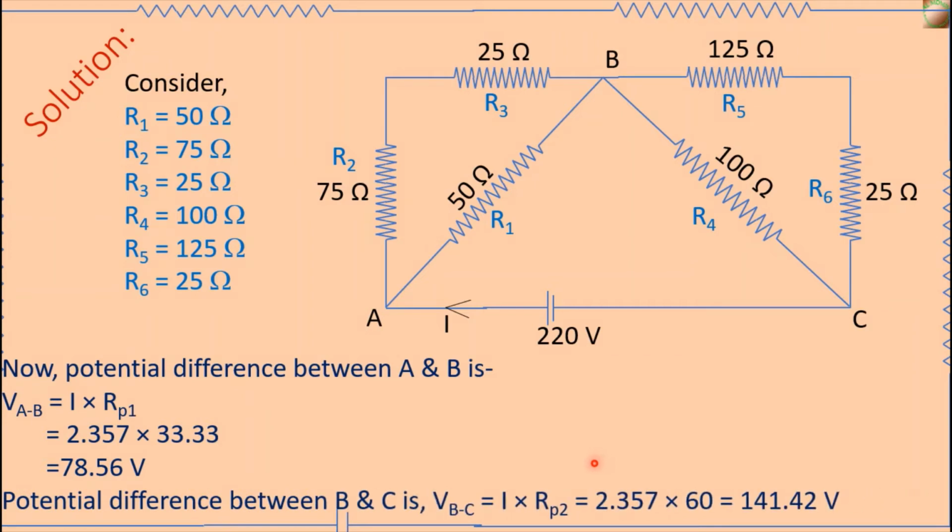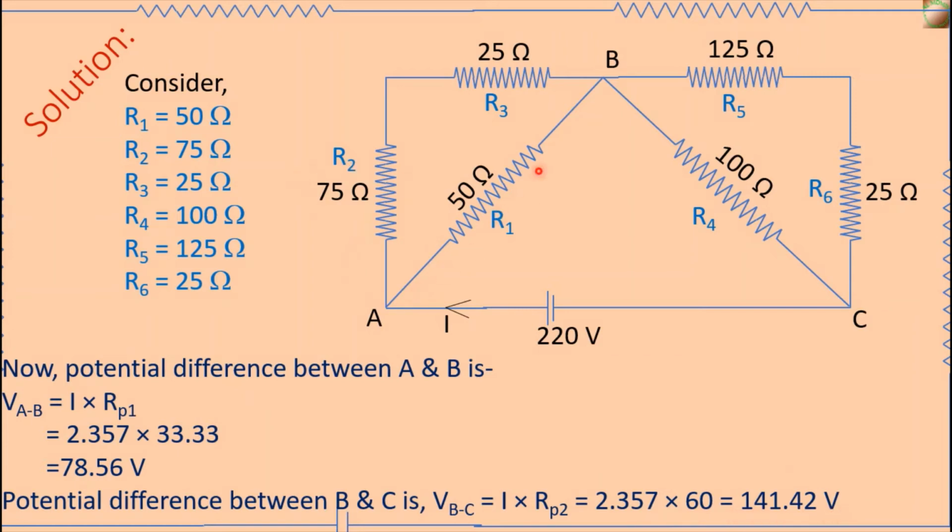Similarly, the potential difference between B point and C point. Here between B point and C point the equivalent resistance is 60 ohm and the current flowing is I, which is equal to 2.357. That is, the potential difference between B and C is I into RP2. RP2 is the equivalent resistance of all these three resistances R4, R5 and R6. So I into RP2 is equal to 2.357 into 60. This is equal to 141.42 volt.